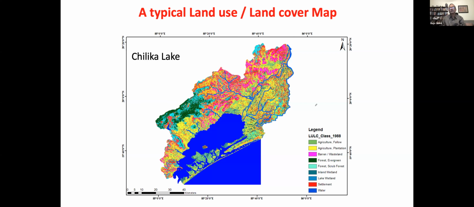So this is, for example, a map of the Chilika Lake in Odisha, where you can see the lake water body here, and the catchment of the Chilika has all of these classes: agricultural land, forest area, settlements, and so on. And then if you want to monitor and map how the individual classes have changed through time, then you can generate a time series data.